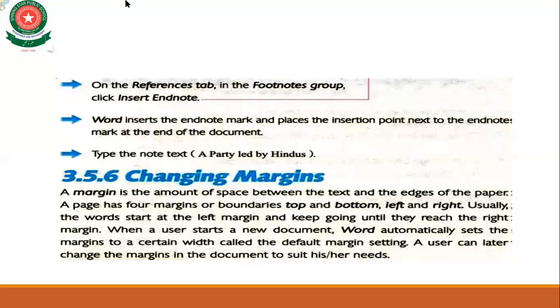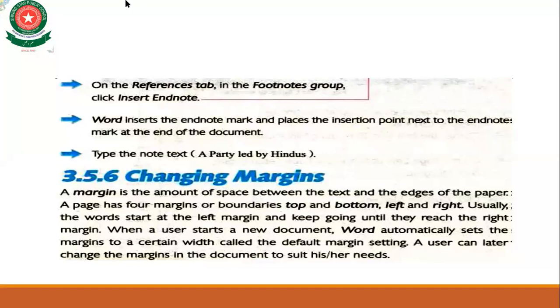Now the next topic is 3.5.6, changing margins. A margin is the amount of space between the text and the edges of the paper. What is a margin? A margin is the amount of space between the text and the edges of the paper. A page has four margins or boundaries: top and bottom, left and right.